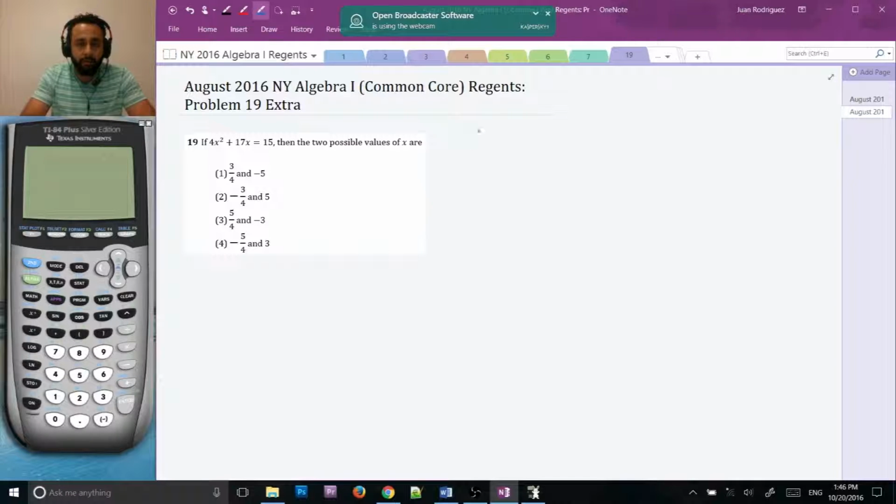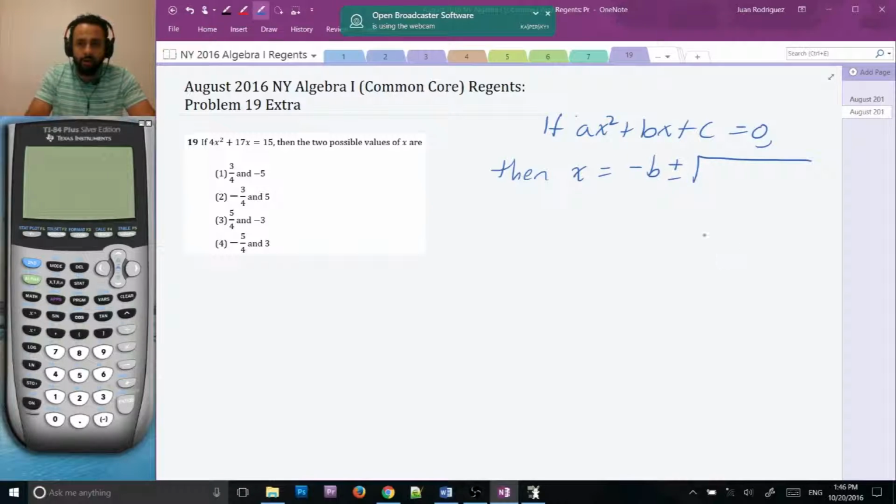In this case, what I'm going to use is the quadratic formula. So I remember this: if ax squared plus bx plus c equals 0, then x is equal to negative b plus or minus the square root of b squared minus 4ac, all over 2a.